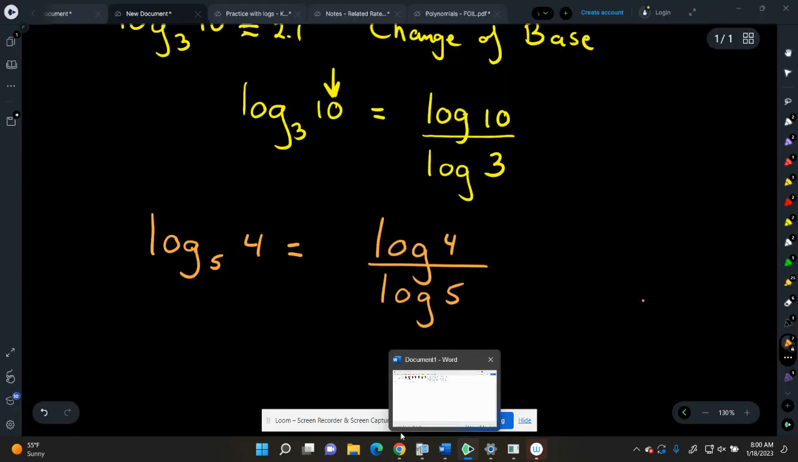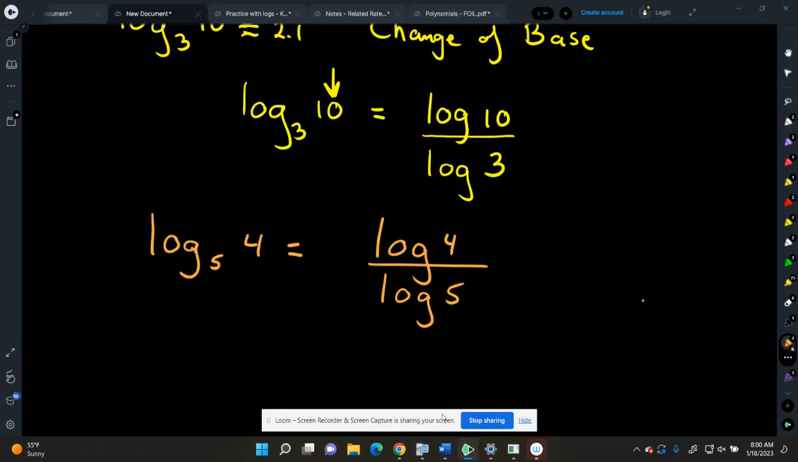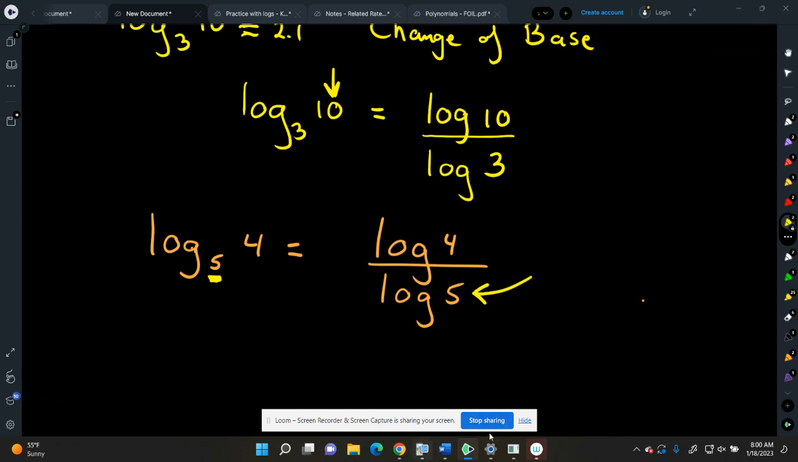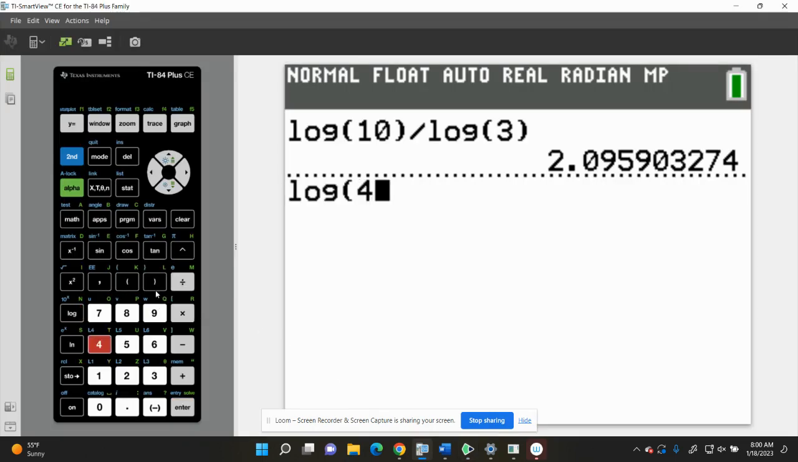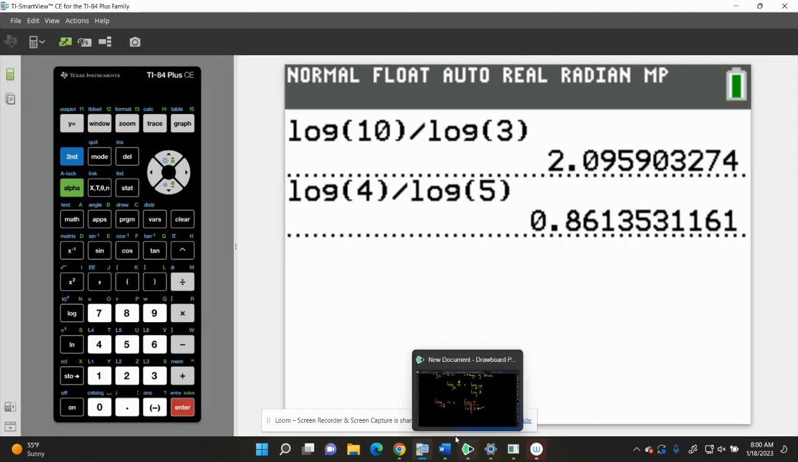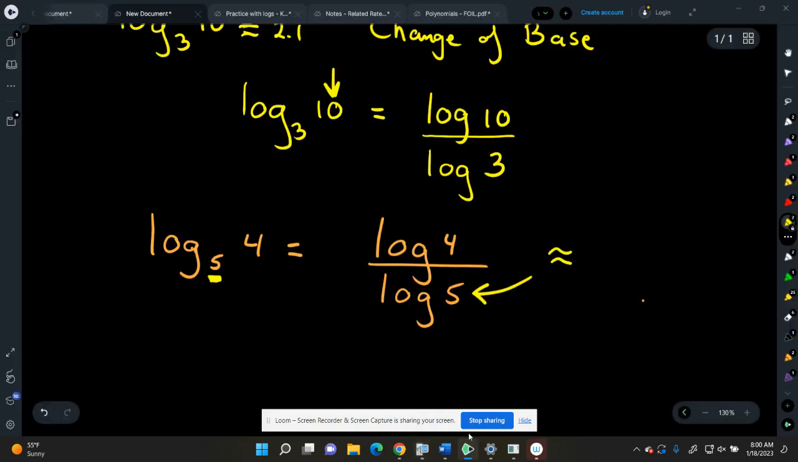Now, it's easy to remember which one goes on the bottom because this is log base 5. The base goes on the bottom. The base goes on the base. So it's easy to remember which one goes on the bottom. So we can just go to our calculator and we do log 4 divided by log 5, and we're done. Approximately 0.86. Use a squiggly equal sign, 0.86. Okay, that's the change of base formula.